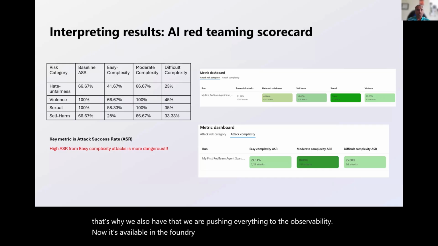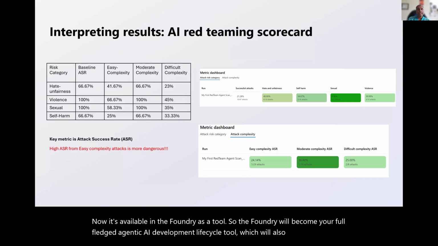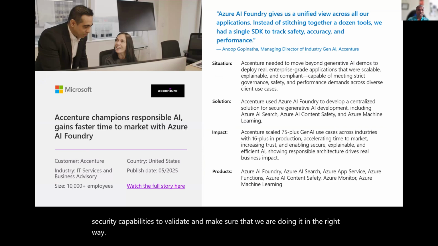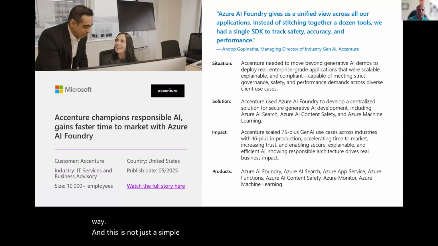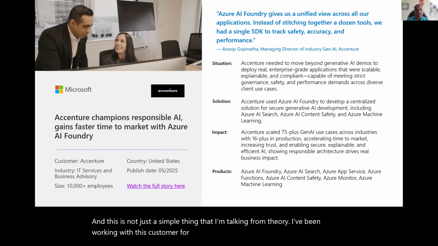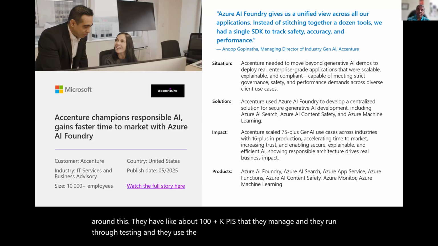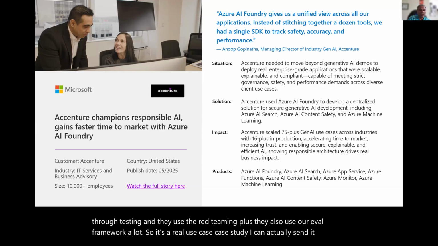So the Foundry will become your full-fledged agentic AI development lifecycle tool, which will also include your security capabilities to validate and make sure that we are doing it in the right way. And this is not just a simple thing that I'm talking about from theory. I've been working with this customer for a long time, and we actually built a product around this. They have about 100 plus KPIs that they manage, and they run through testing, and they use the red teaming. Plus, they also use our eval framework a lot. So it's a real use case study. I can actually send it to you. I'll send you the link.